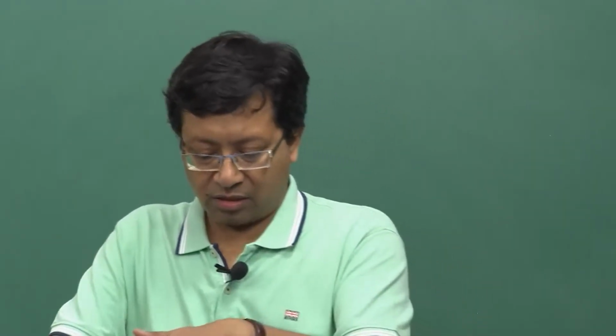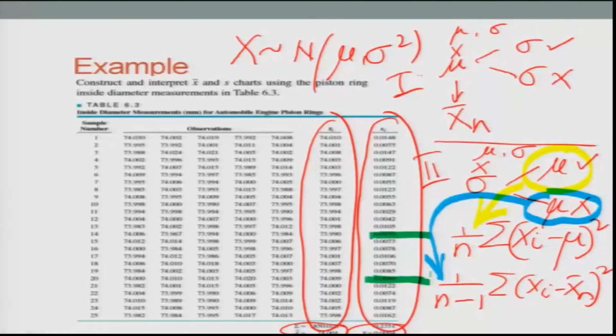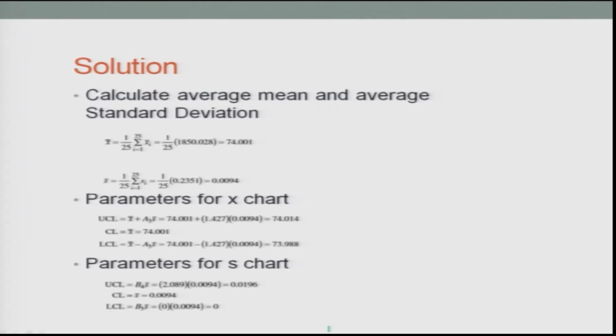Considering this, you find the S, the standard deviation, for each sample of size 5, find all of them individually, and find the sums. Hence the value of S bar comes out to be 0.0094. We have already found X bar for each observation. For example, for the 13th one, the value is 73.998. We have 25 readings, and the sum of them divided by 25 comes out to be 74.001. Now I want to do the last bit of the calculations.